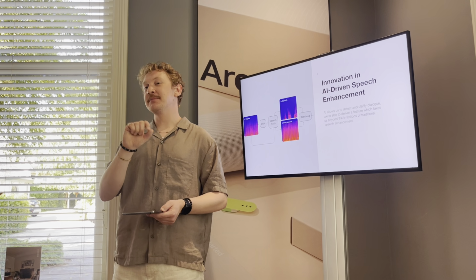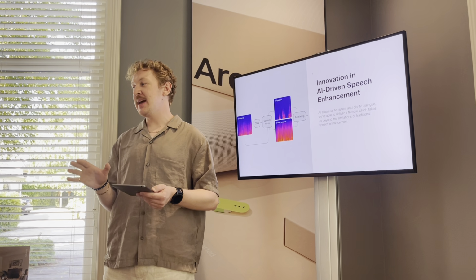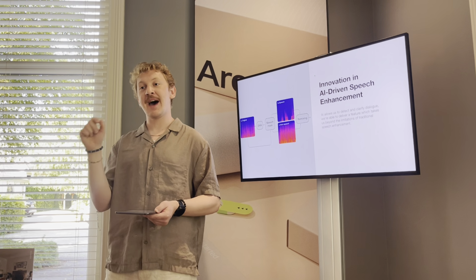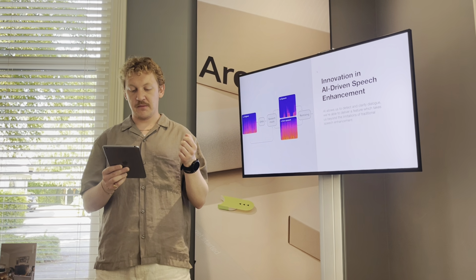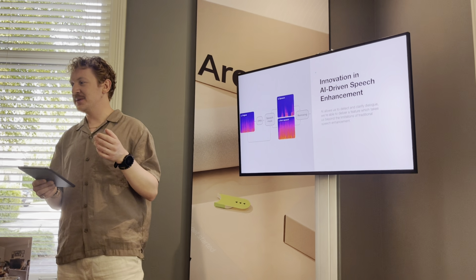But actually, if we have some clues as to whether dialogue exists, then maybe this feature can be slightly more dynamic in nature. Maybe it can react to whether dialogue is happening or not. So that's what we did. And I think getting all of this balance right as well was really important.